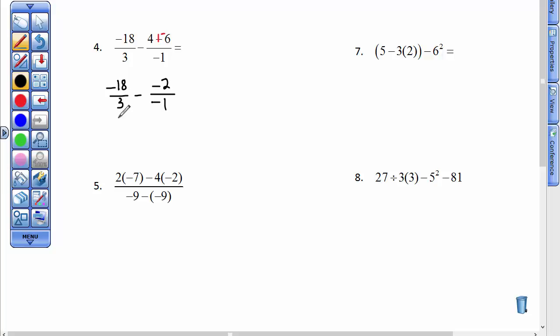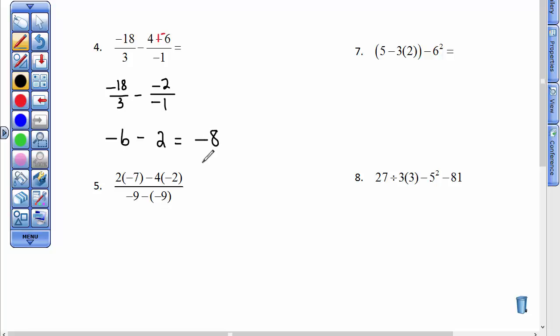So a negative divided by a positive is a negative. And then a negative divided by a negative is a +2. So I just don't write a sign here. It's a +2, but this minus sign is subtraction. So now I've got a -6. Take away 2 gives me a -8.